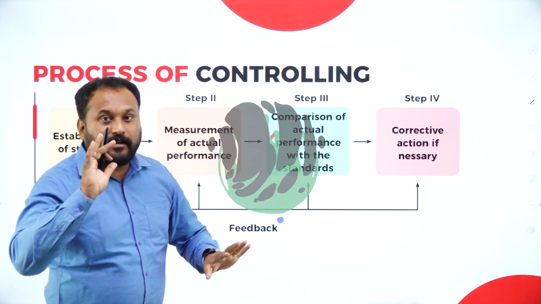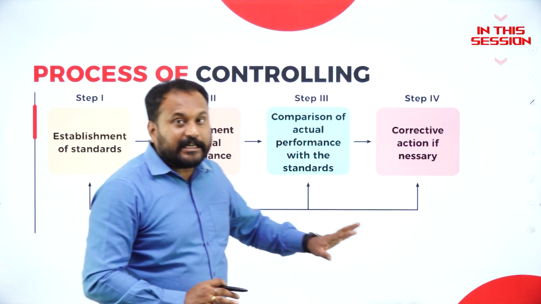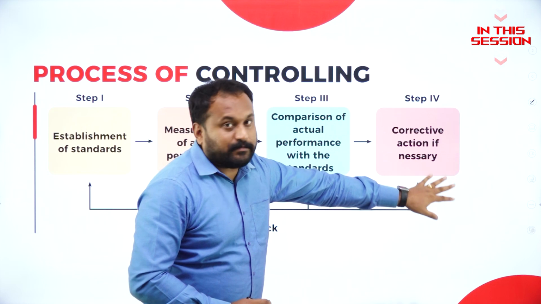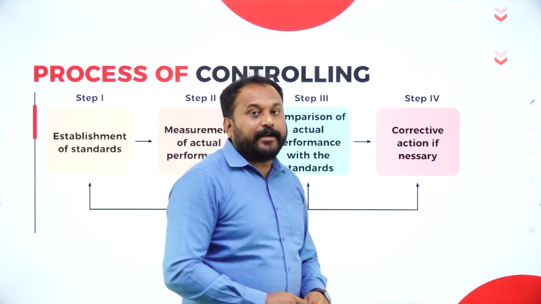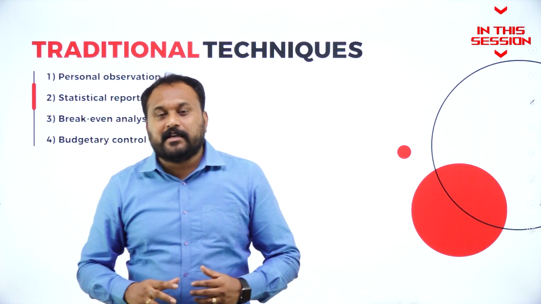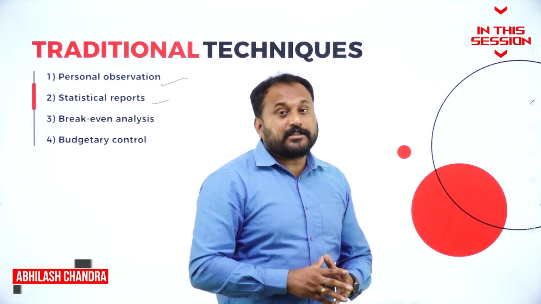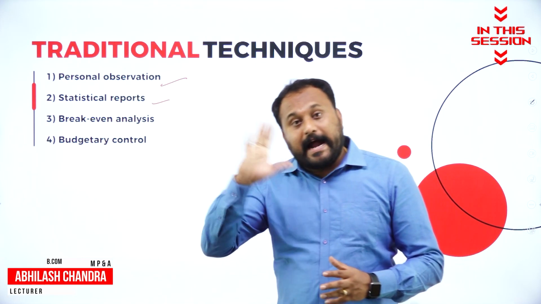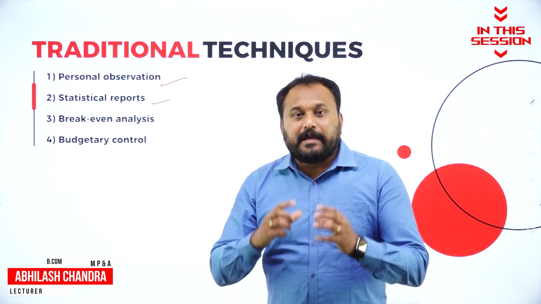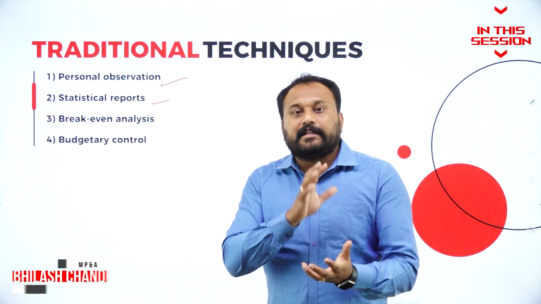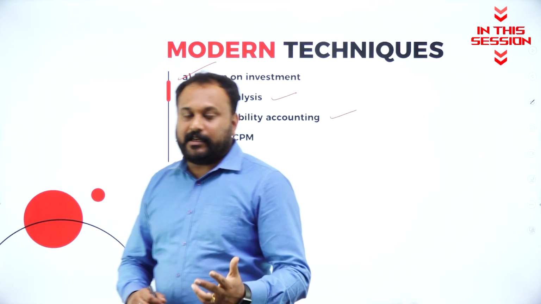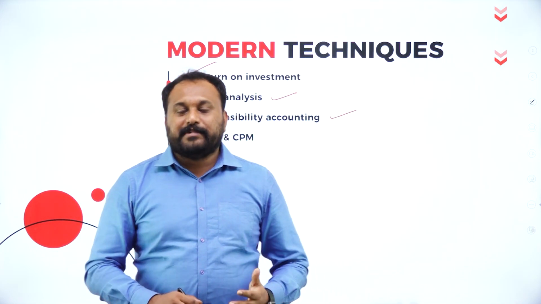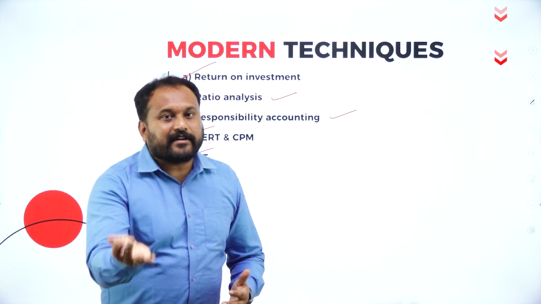If and only if there is a negative deviation, step 4 comes. That is, corrective actions, if necessary, should be taken. Controlling your finance is a beautiful technique which is from the nomadic life. If you understand, people used to control whatever they had. Return on investment, in the sense, whenever we invest anything in any business, when will I get the return back?